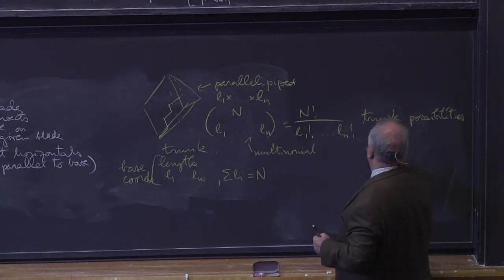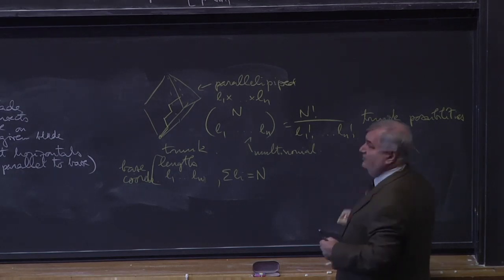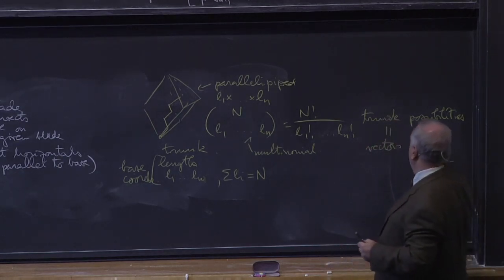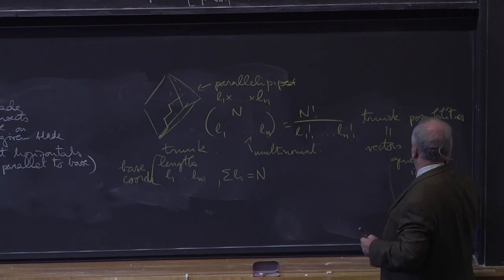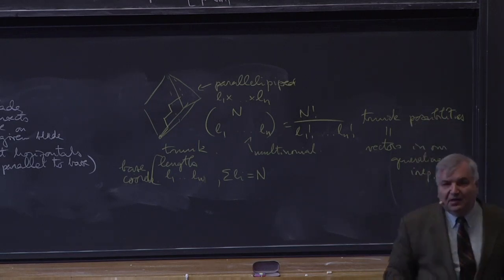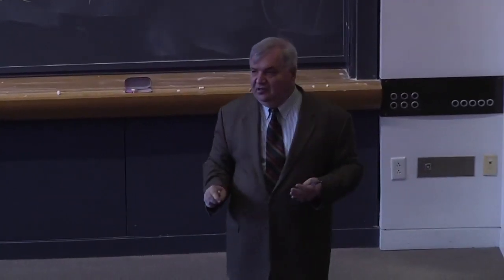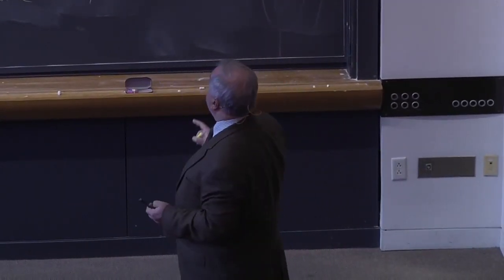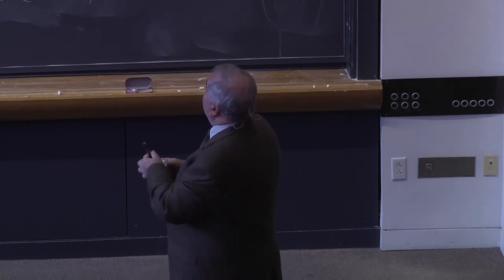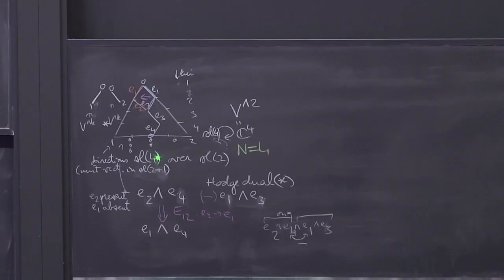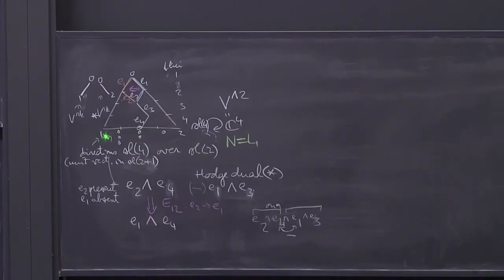Which are exactly the vectors, nicely, the vectors in our irreducible representation. So in the usual case of SL2, you see there we were at distance 2 and 2 from the walls. So you go two steps toward one wall, and two steps toward the other.